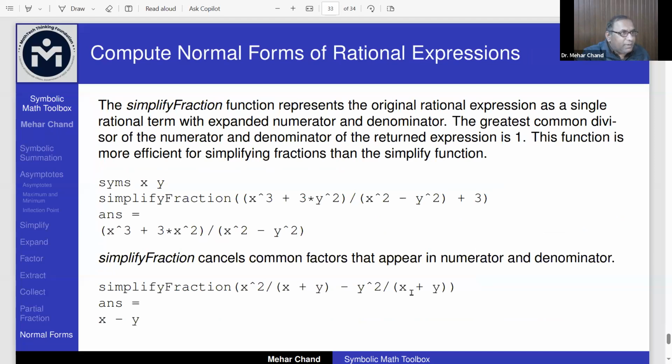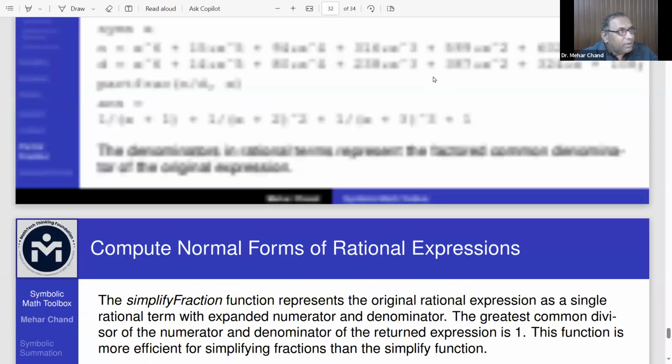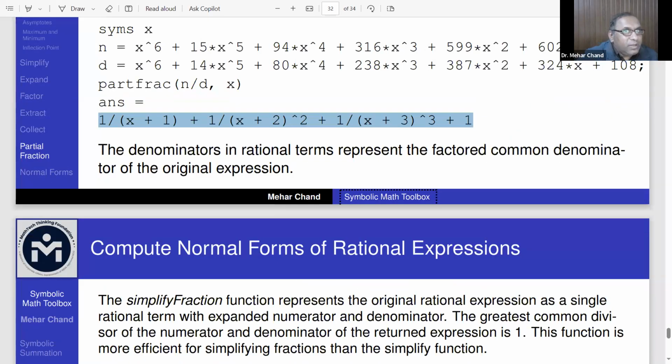And for simplifying fractions, you can use this part yourself. It doesn't have any big issue. Try it yourself. You must try this one yourself.